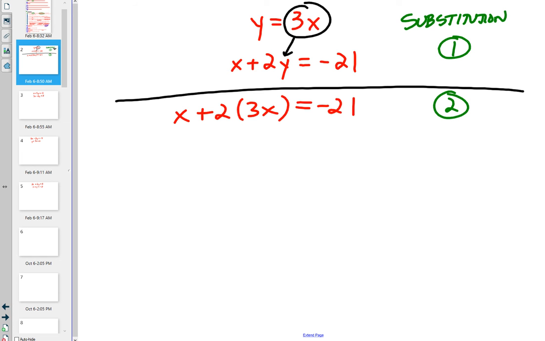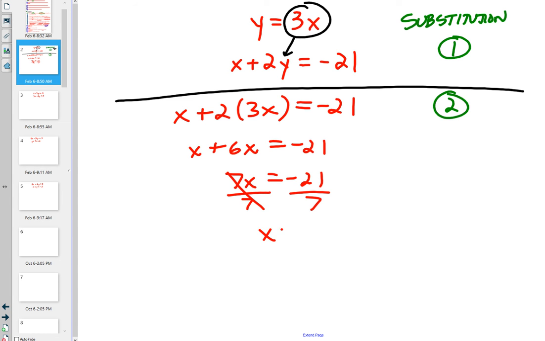What does the third step say to do? Now that I'm down to one variable, I can solve for that one variable by using my equation solving skills. 2 times 3x is 6x. Combine like terms. And now I'm able to solve and say that x is negative 3.